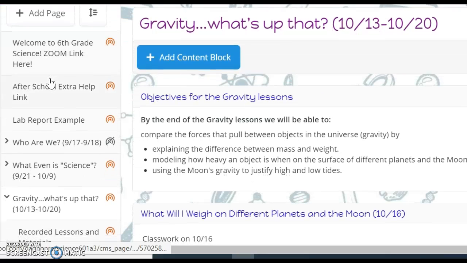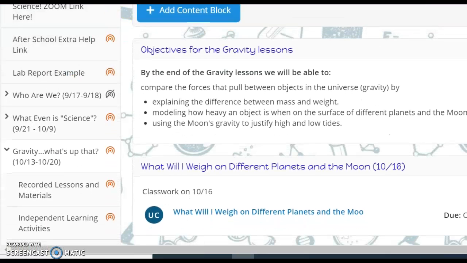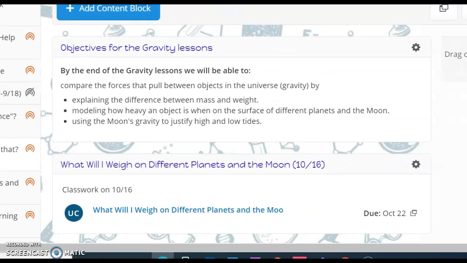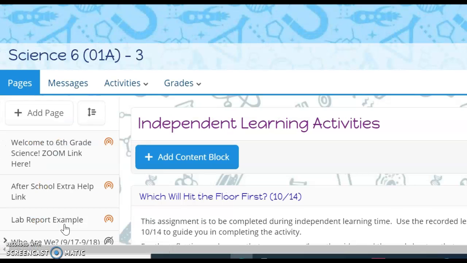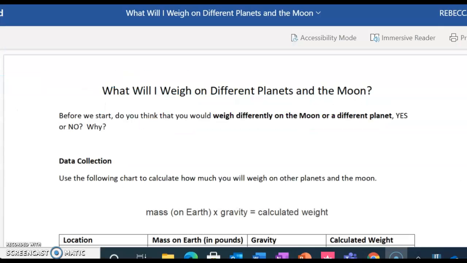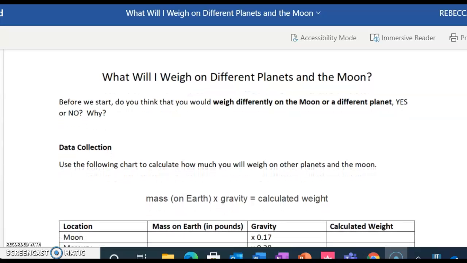Okay. Some of you will have your assignment, what will I weigh on different planets and the moon, right here in this main page. And some will have it in independent learning activities. If you have it in independent learning activities, it will be the first one. After you make a handout and click the pencil, this is what you will see. Make sure we're starting at the top.